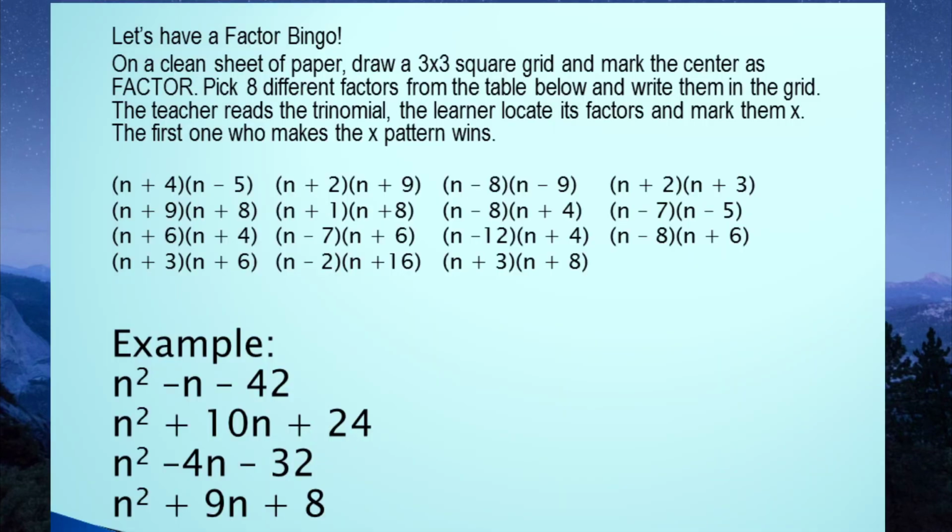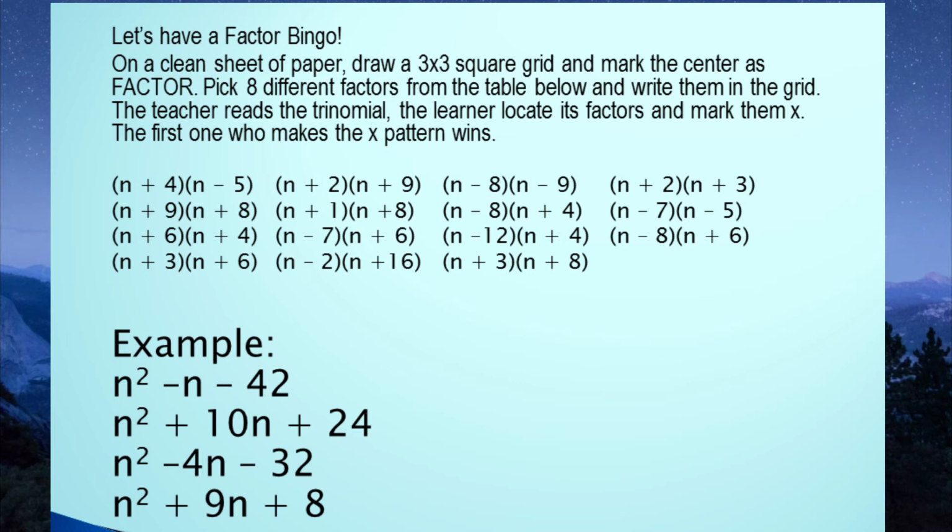Let's have a factor bingo game. On a clean sheet of paper, draw a 3x3 square grid and mark the center as free. Pick 8 different factors from the table below and write them in the grid. The teacher reads the trinomial and the learner locates its factor and marks it X. The first one who makes the X pattern wins.